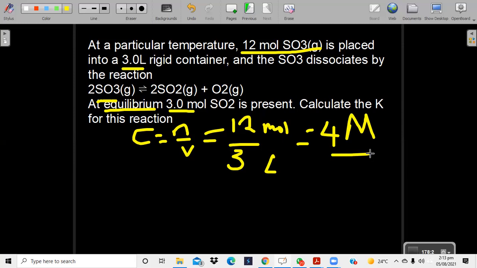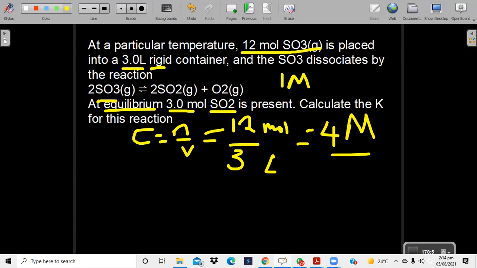So what is our initial concentration? Okay. Are we together? So equally, if we are to determine the final concentration of SO2, sulfur dioxide, we're going to divide the 3 moles by the 3 liters, because it's the same container, of course, and the term rigid means the volume is not changing. So we expect it to be 1 molar in terms of the final concentration. That is at equilibrium.